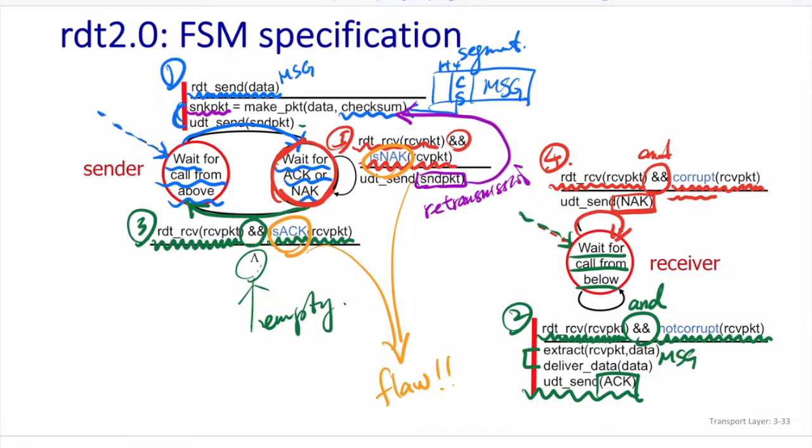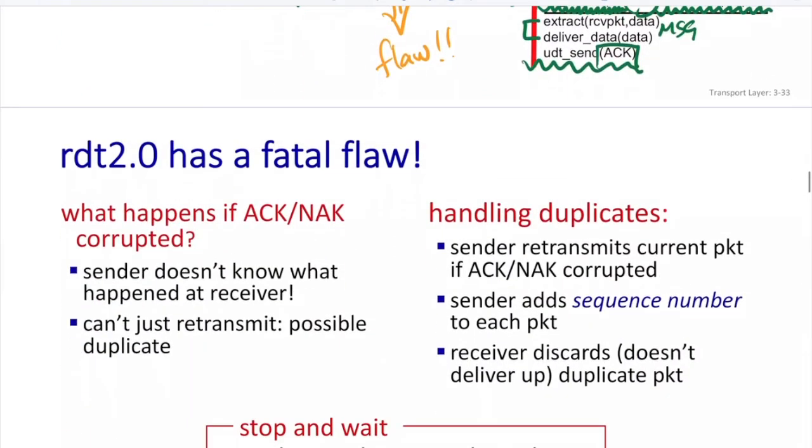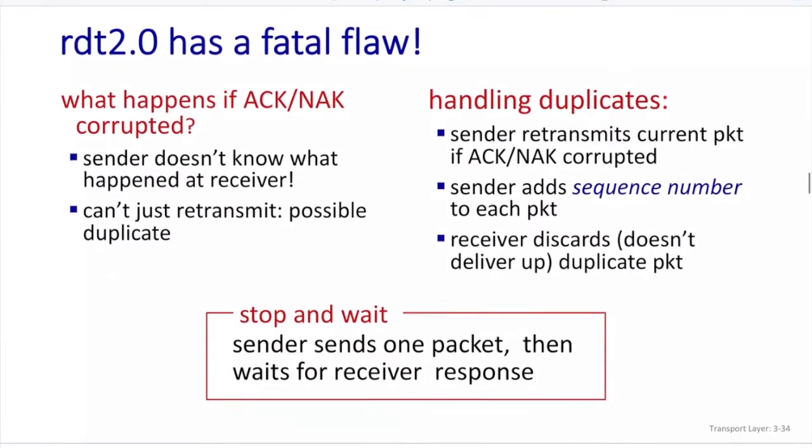So there's a fatal flaw in such a design. As we mentioned, what happens if the ACK or NAK is corrupted? The sender cannot know what happened at the receiver. So the only thing the sender can do is to retransmit the packet again, since it does not know whether it is an ACK or a NAK, right?